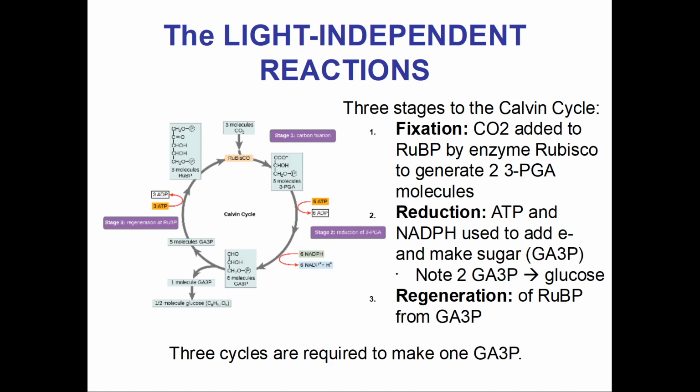All right, those three stages. Fixation: CO2 is added to RUBP by the enzyme Rubisco to generate 2 3-PGA molecules. Reduction: ATP and NADPH are used to add an electron and make sugar, G3P, and 2 G3Ps yield 1 glucose. All right, and then regeneration of RUBP from G3P.